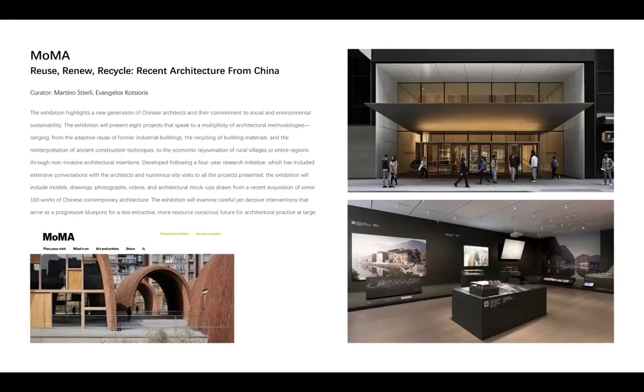So let's begin with one significant exhibition, recent architecture from China, which took place in 2021 at MoMA. This exhibition deeply explored the new generation of Chinese architects trying to find new ways to approach contemporary architecture with the rich material culture of traditional China. Their work is not only contemporary, but also deeply rooted in the traditional Chinese cultural background.